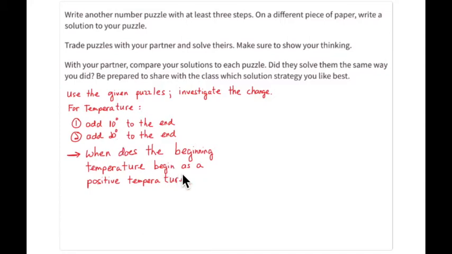What does the beginning temperature begin as? When does the beginning temperature begin as a positive temperature? In these cases, it begins as a negative temperature. You're going to find that in both of these cases, it begins as a negative temperature. So when does it begin as a positive temperature? What does that ending temperature have to be?